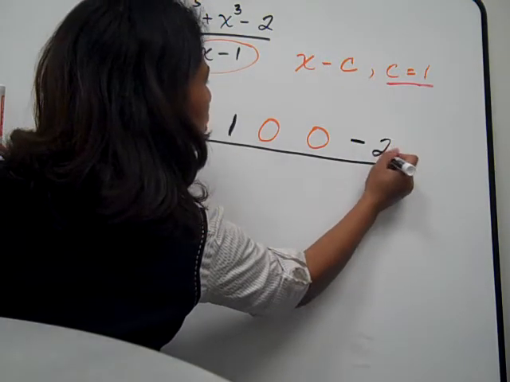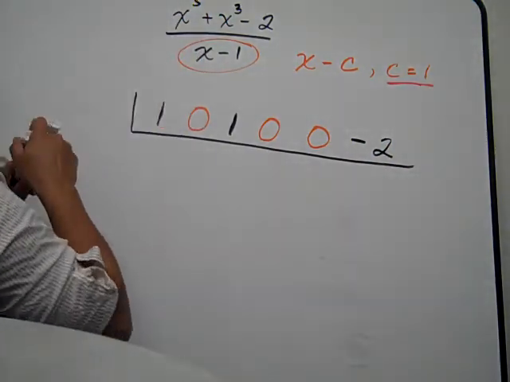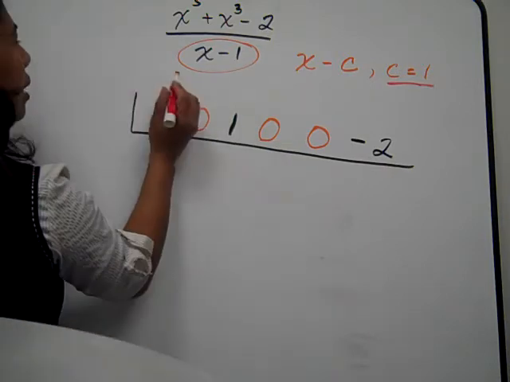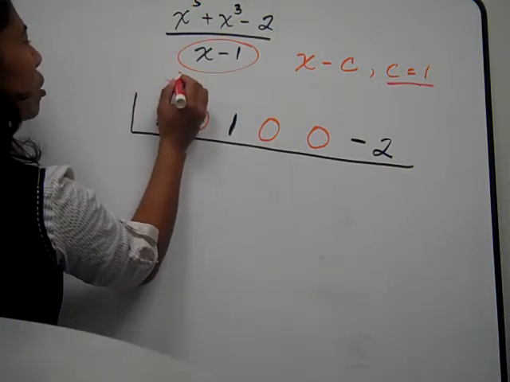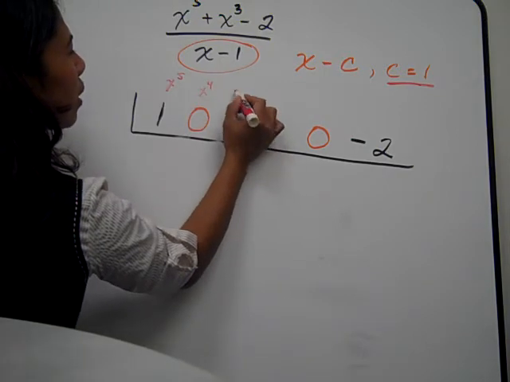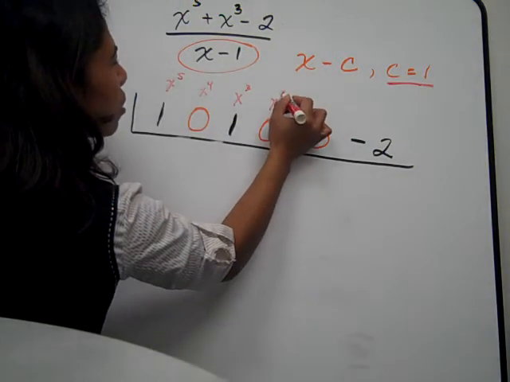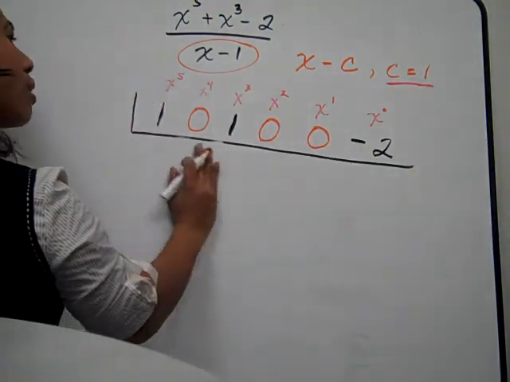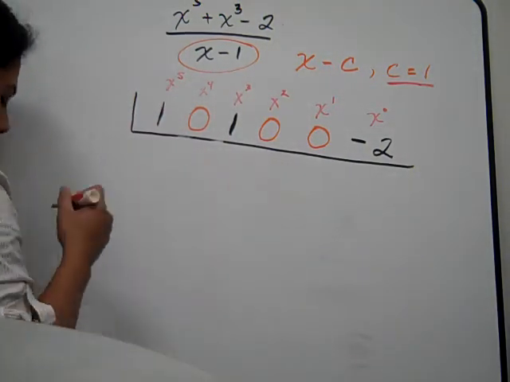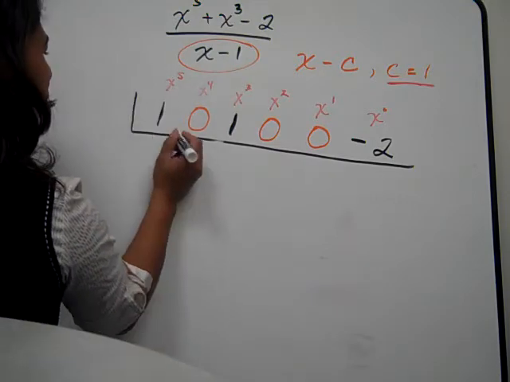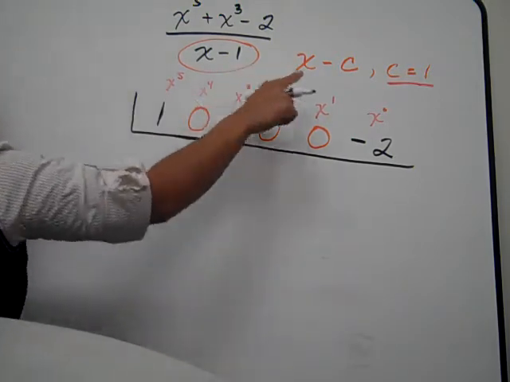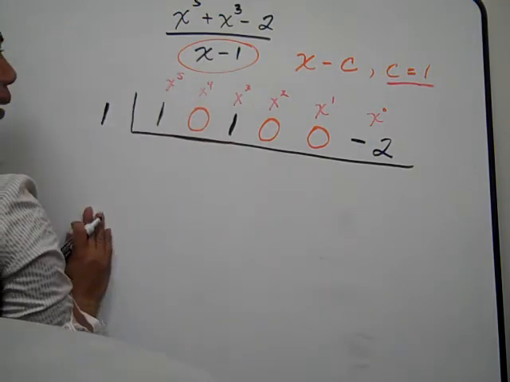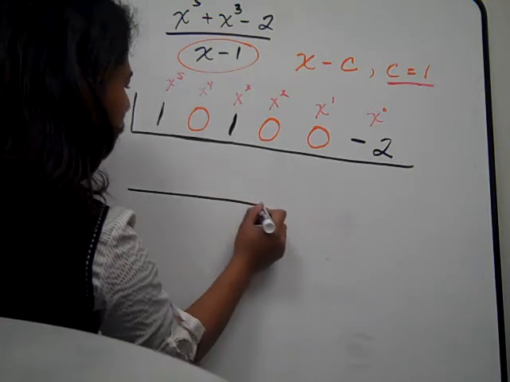So this is what we need to do, right? And let me write a note on the top. This number here is just the coefficient of your x's. So this is x to the 5th, x to the 4th, x to the 3rd, x squared, x, and x to the 0. You see it? All I write down is the coefficient. And what is my c? My divisor, all I need is c, and in this case, c is 1. So follow this carefully.